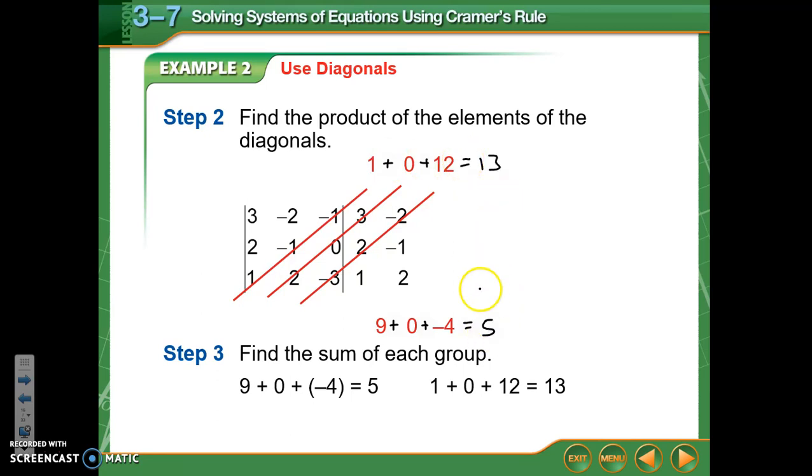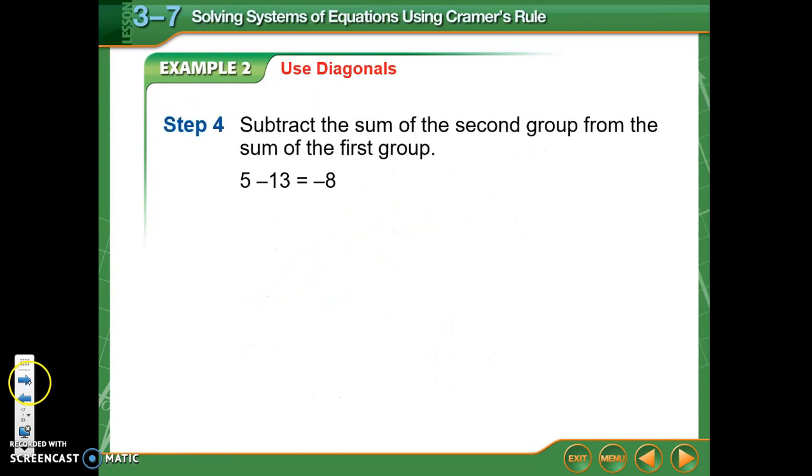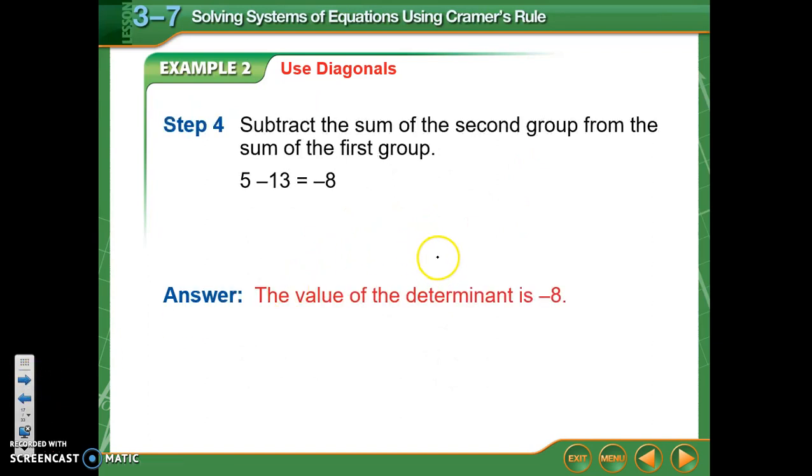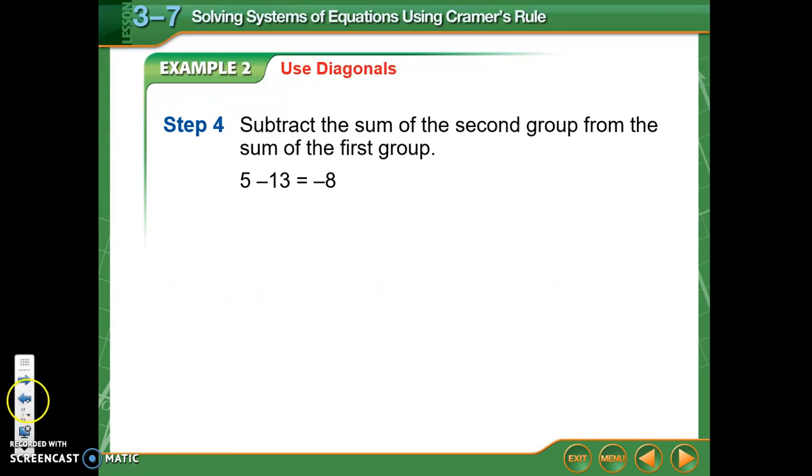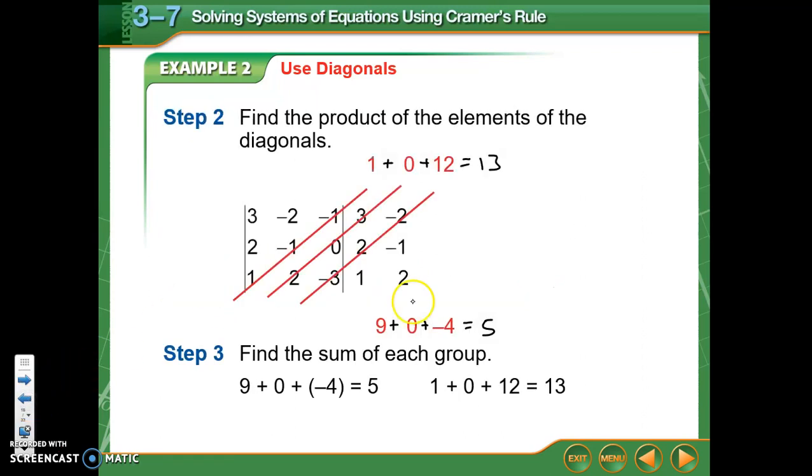So now what I'm going to do is find the difference of these numbers. And I'm going to always do this first one minus the second one. So we're going to take 5 minus 13, and we get negative 8. So the value of this determinant is negative 8. Again, notice the order. That's super important. I always do the bottom sum minus the top sum, or the first sum minus the second sum.